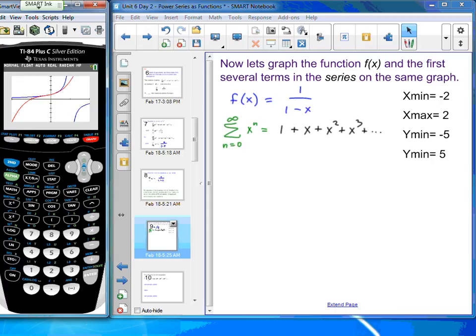All right, so how does that red function, the first several terms of our series y sub 2, compare with the original blue? I don't know. I mean, it definitely looks similar there in the middle, but it leaves something to be desired out here, yes?